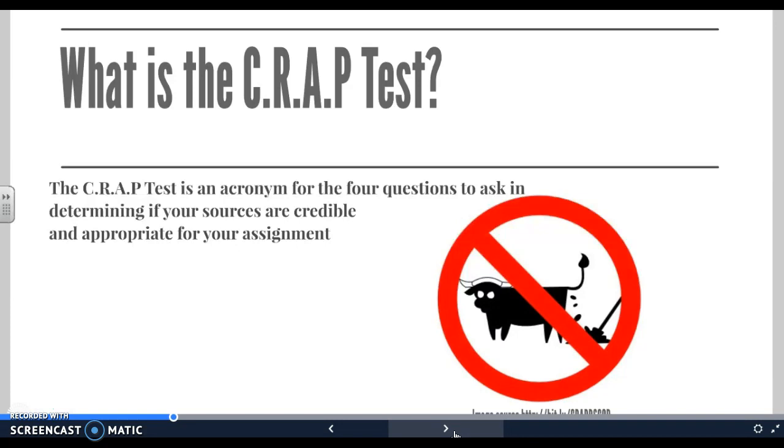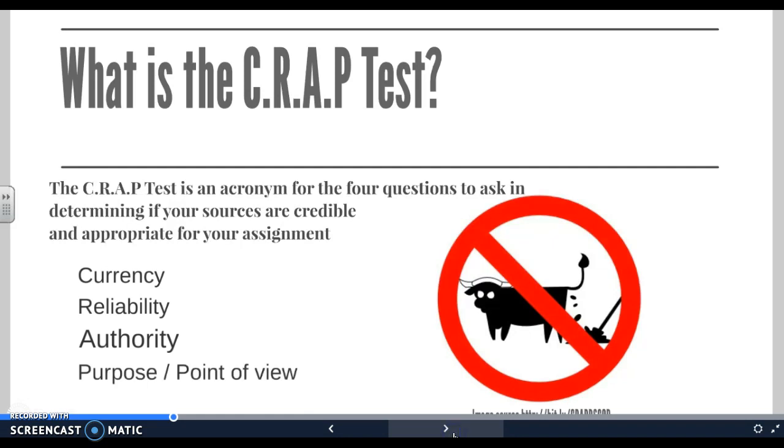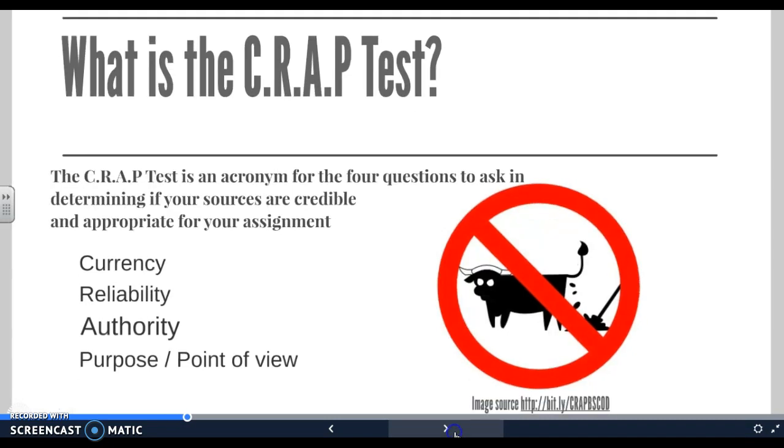But this is just a way for you to determine the credibility of your electronic sources. So here we go. This is what these stand for. Don't pause the video right now because you're going to get it in just a minute. But these stand for currency, which just means, is it current? Is it happening in recent time? Is it reliable? What is the authority of the person writing it, like your author? And then what is their purpose or point of view?